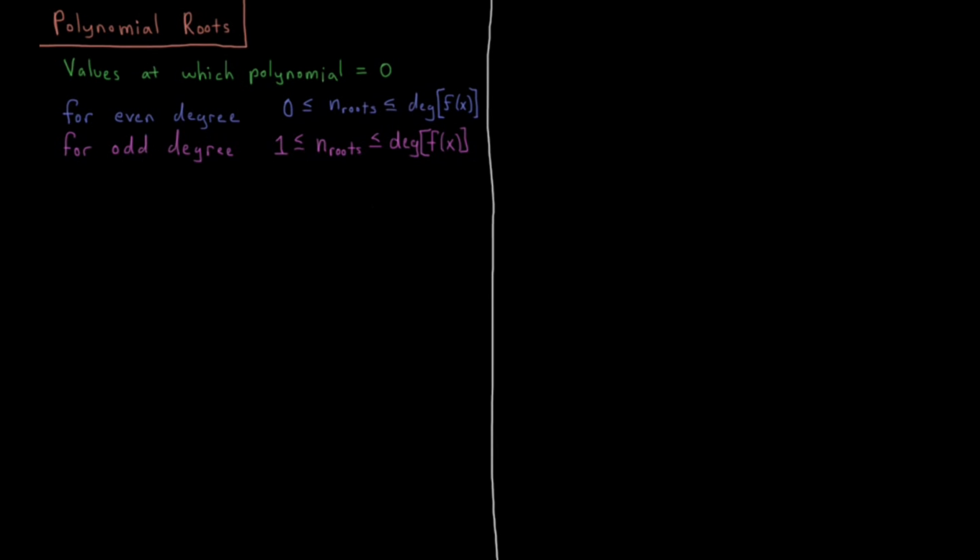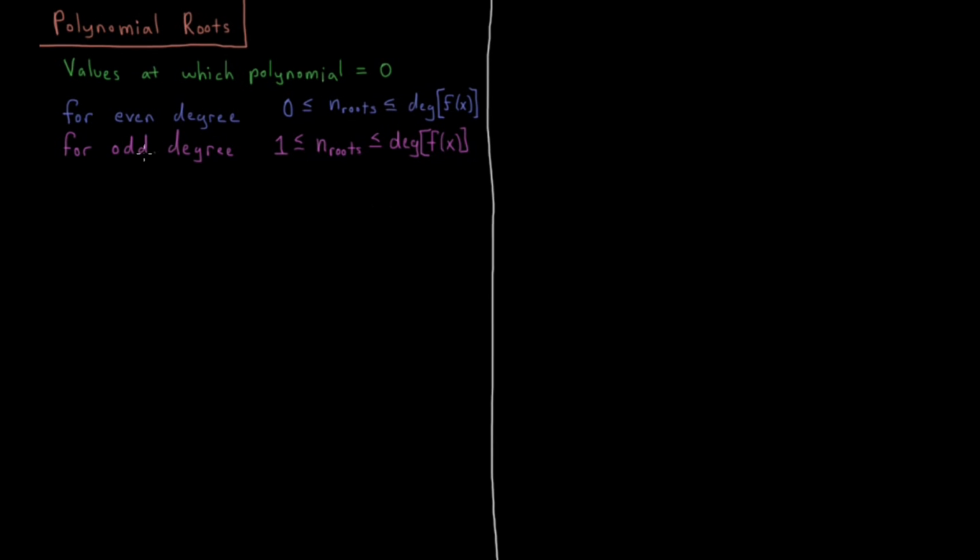This video is about the roots of polynomials, which are the values at which a polynomial equals 0. So for a polynomial of even degree, how many roots does that polynomial have? Well, the possibilities range between 0 and the degree of the polynomial. So that can be anywhere between 0 and its degree, any integer value.